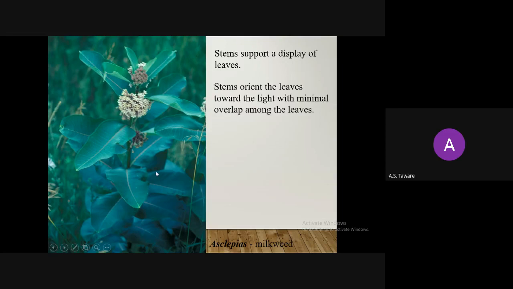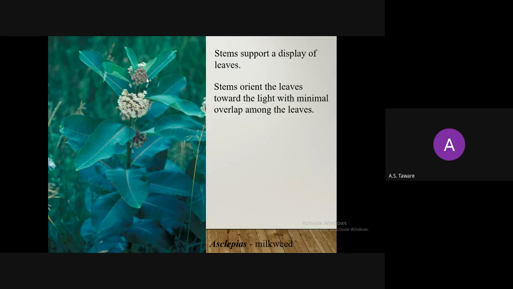Further, stem orients the leaves toward the light with minimal overlap among the leaves. We already learned about the arrangement of leaves, which is known as phyllotaxy, where we discussed the arrangements which are opposite and alternate. Another one is decussate. Decussate means the first pair and second pair are 90 degrees to each other. This is again a second pair, the next pair is again 90 degrees, and the next pair is 90 degrees. So this arrangement is known as opposite decussate.